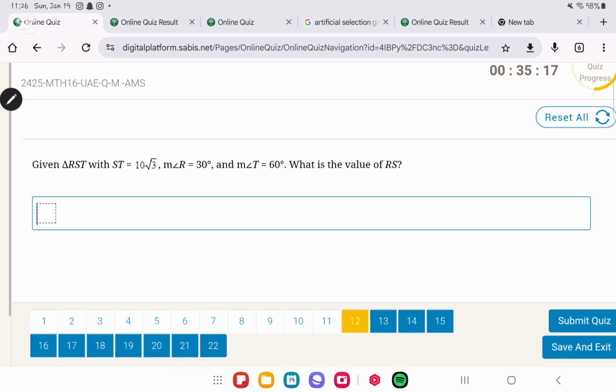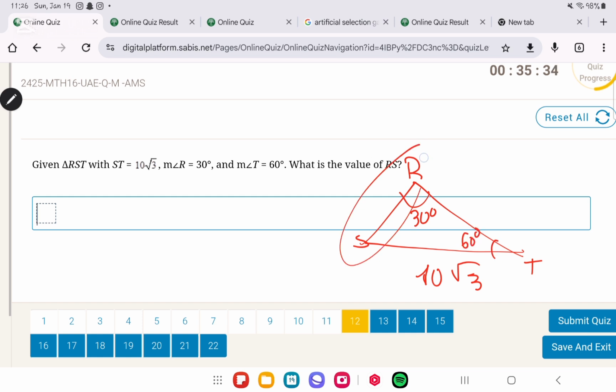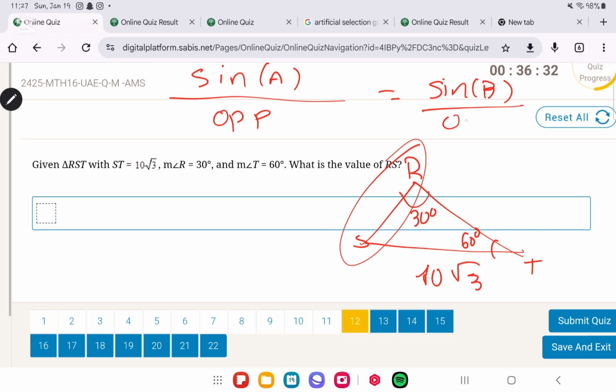Okay, let us draw the triangle. We have triangle RST. We are given that ST is 10 radical 3, angle R is 30 degrees and measure of angle T is 60 degrees. They need us to find the value of RS. Here we apply the sine rule. The sine rule states that the sine of an angle divided by its opposite side is equal to the sine of another angle divided by its opposite side.